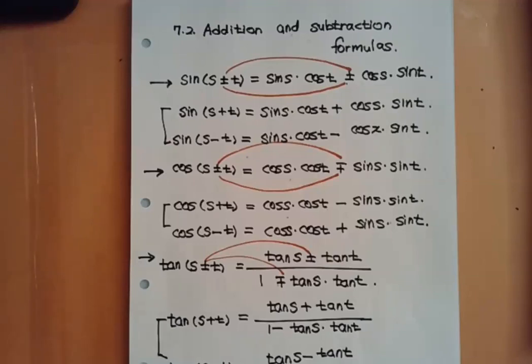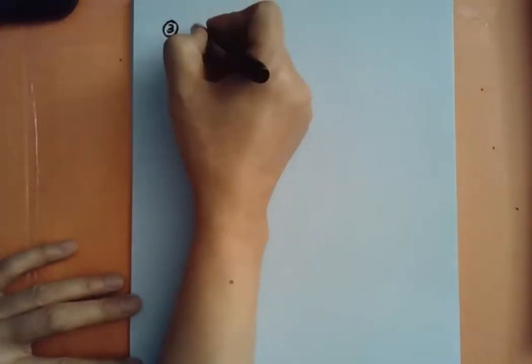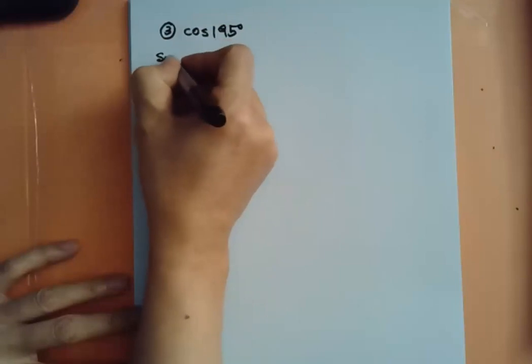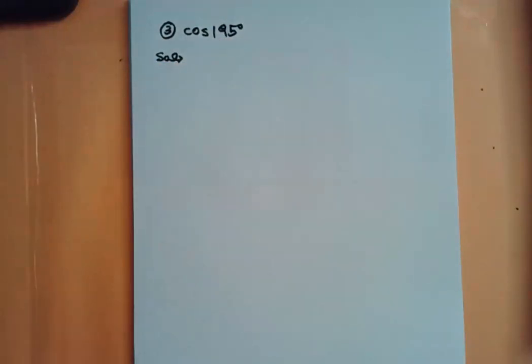Today, we continue with the example. The next one is about cosine of 195 degrees. I said the purpose of using the sum and difference formula is that we want to calculate the angle value without using a calculator, by using the well-known angles which are involved in the special triangles.